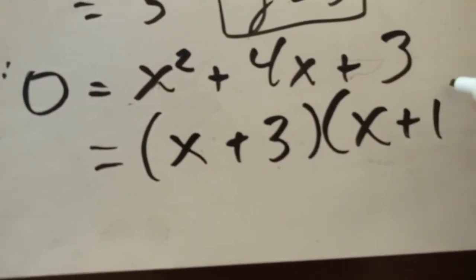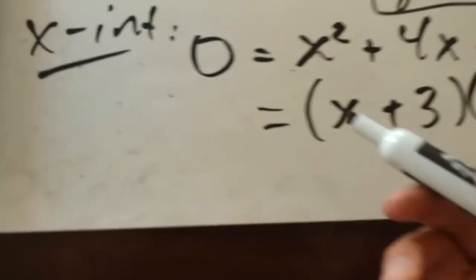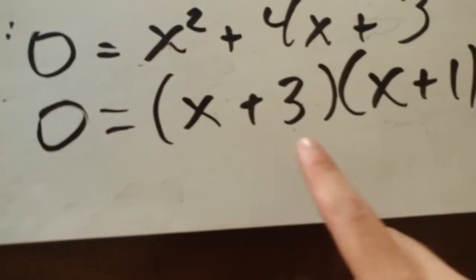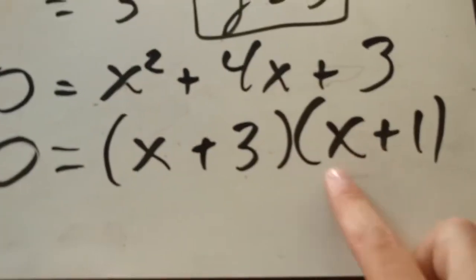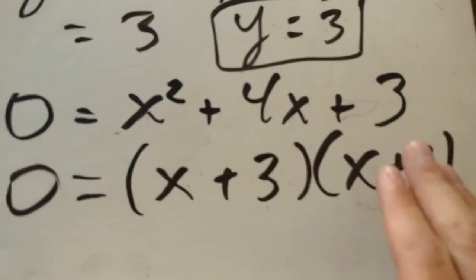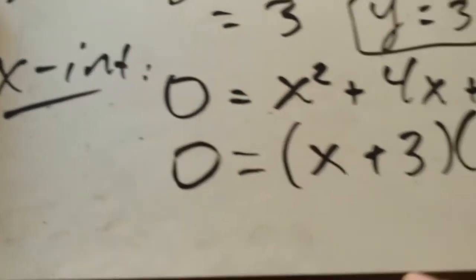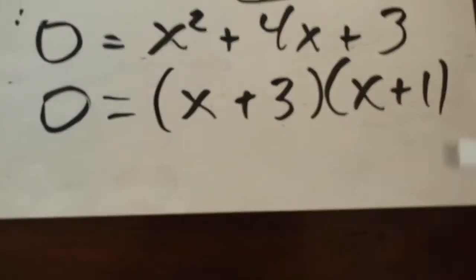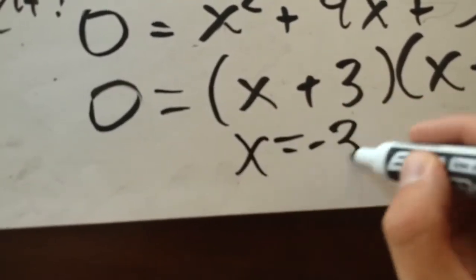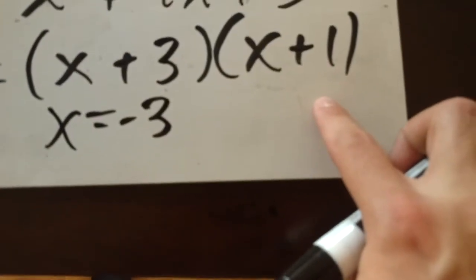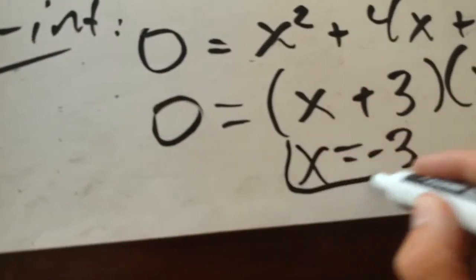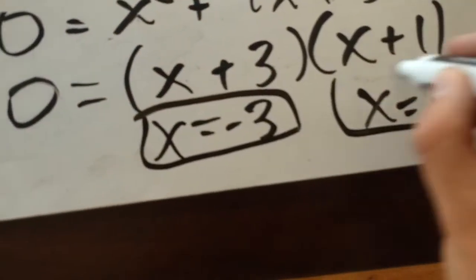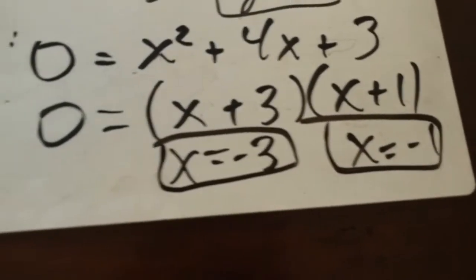times x plus 1. Now in order to find our x-intercepts, we have to solve for where that's equal to 0. So either this part is going to be equal to 0, because 0 times this will be 0, or this part is going to be equal to 0, because then 0 times this is going to give us 0. So if this part is equal to 0, that means x must be -3. And if this part is equal to 0, that means x is -1. So those 2 points right there are the points of our x-intercept.